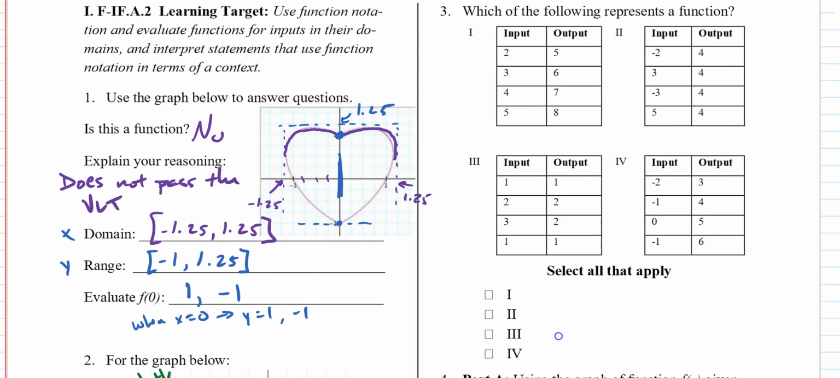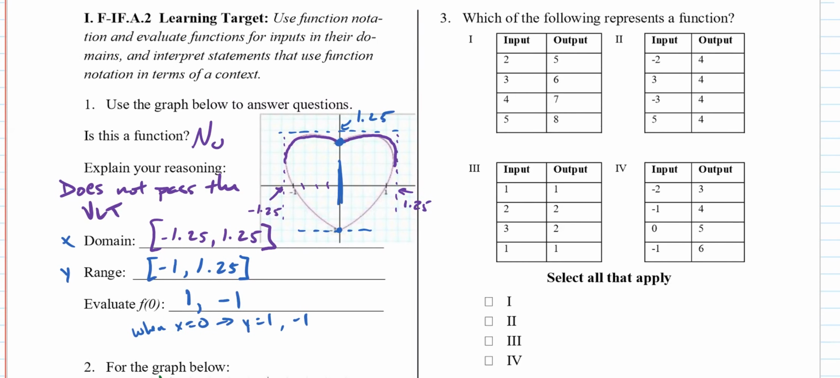Alright, number 3. Which of the following represents a function? So we're looking at a table. Remember, a table is a function if all the inputs are different. And we look, and 1, all the inputs are different. So that's a function. 2, all the inputs are different. Function. 3, the inputs are not all different, but look at the outputs. The outputs are the same, so that's still a function because every input only has one output.